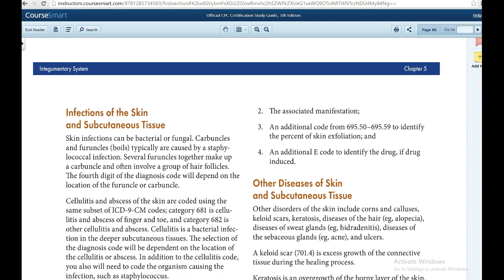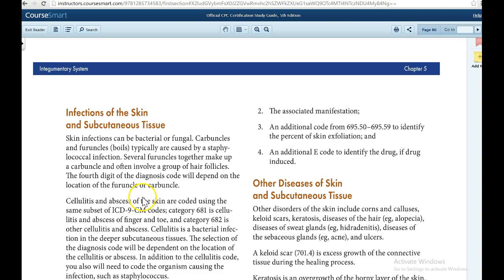Okay, and these are some more infections of the skin. Skin infections can be bacterial or fungal. Carbuncles or furuncles are boils typically caused by some kind of staphylococcal infection. Several furuncles together make up a carbuncle and often involve a group of hair follicles. The fourth digit of the diagnosis code will depend on the location of the furuncle or carbuncle.